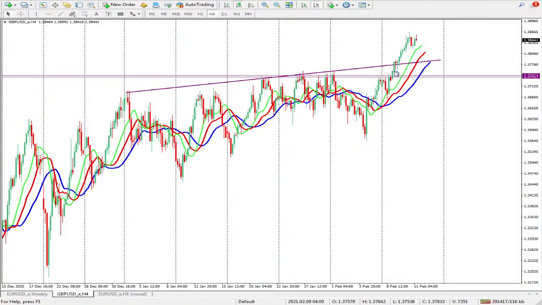Then we had this breakout. So the price opened somewhere here and then closed above everything. The fact that the candle opened here and closed above is a good sign that that's a breakout. So your main concern now was what happens after this breakout.